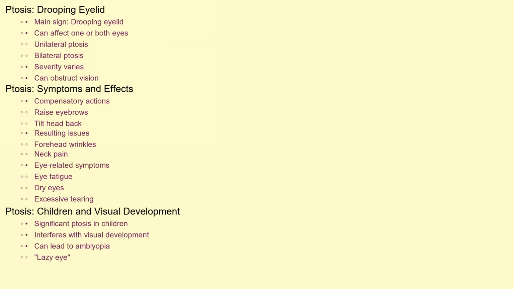The most obvious sign of ptosis is, of course, a drooping eyelid. This can affect one eye, unilateral ptosis, or both eyes, bilateral ptosis. The degree of drooping can vary from mild, where it's barely noticeable, to severe, where the eyelid significantly covers the pupil, obstructing vision. People with ptosis may need to raise their eyebrows or tilt their head back to see properly, leading to forehead wrinkles and neck pain. In children, significant ptosis can interfere with visual development, potentially leading to amblyopia, also known as lazy eye. Other symptoms might include eye fatigue, dry eyes, or excessive tearing.